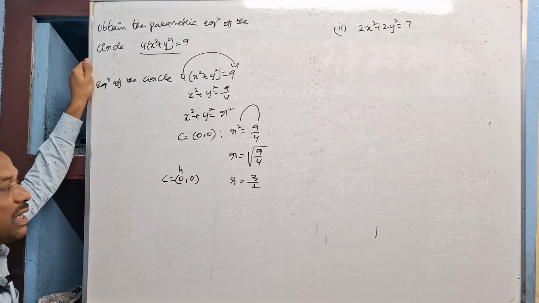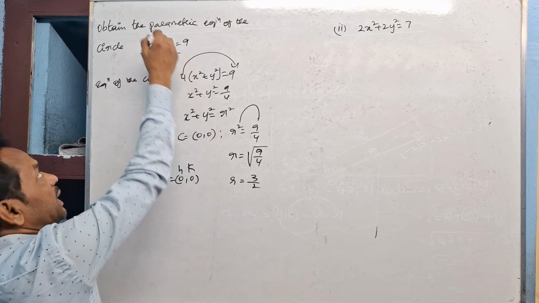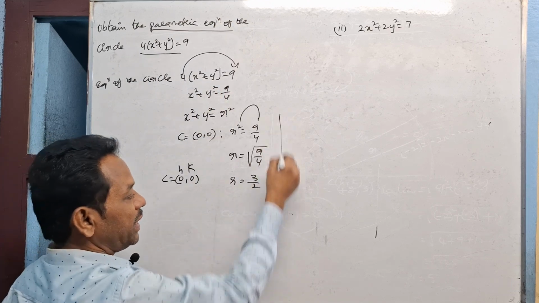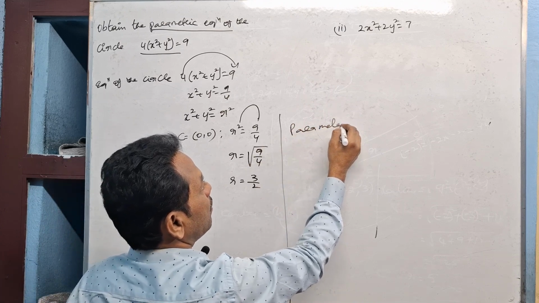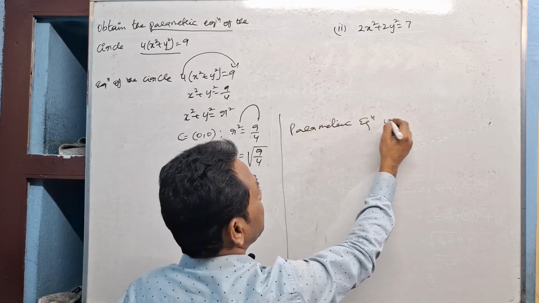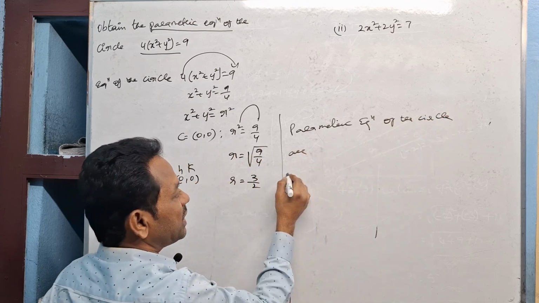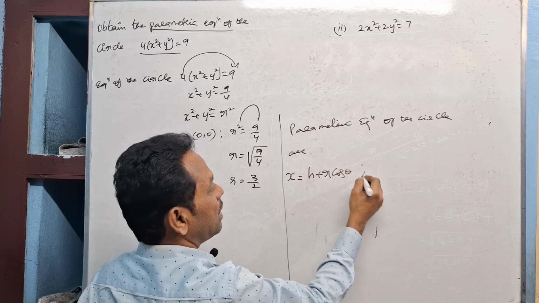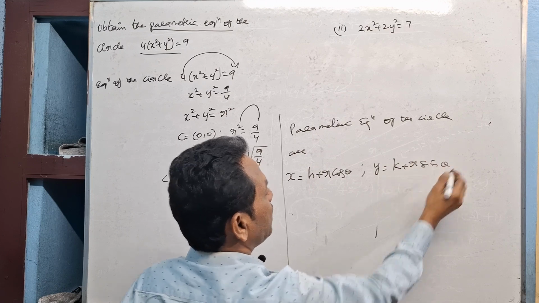So the value of h is 0 and the value of k is 0. Now my question is, I need the parametric equations of the circle. We know already the parametric equations of the circle are x equal to h plus r cos theta and y equal to k plus r sin theta.